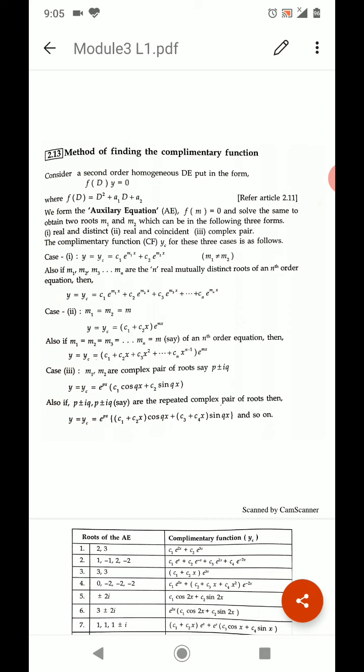So depending on the characteristics of the roots, we have three cases or three types of solutions. First type, real and distinct. That means if m1 is not equal to m2, then the complementary solution will be given as yc is equal to c1 e power m1x plus c2 e power m2x.